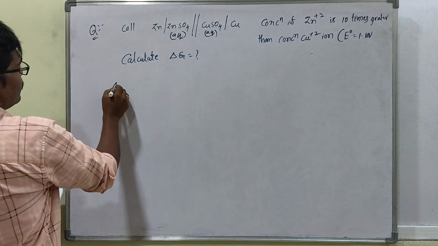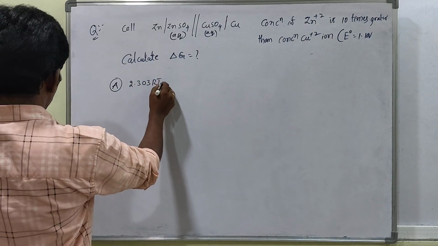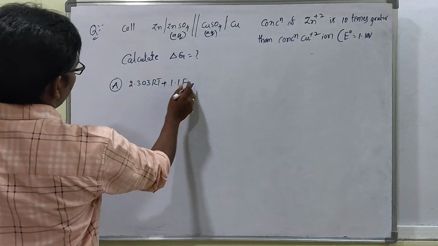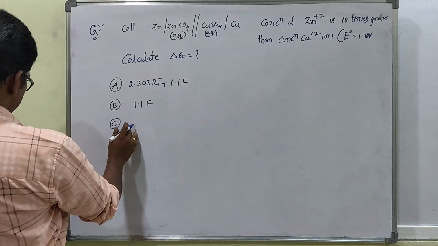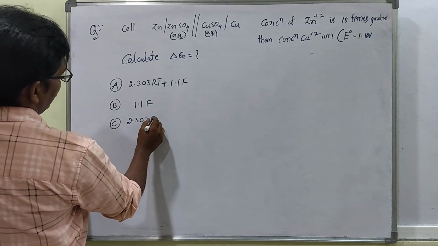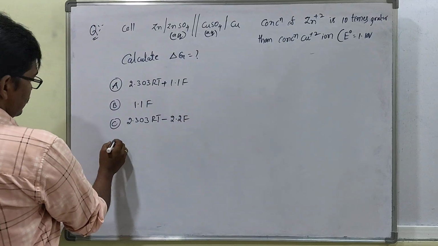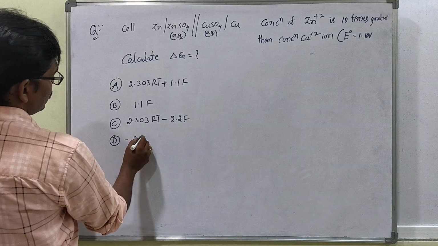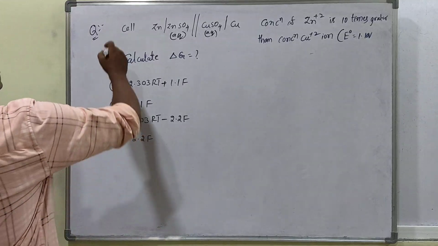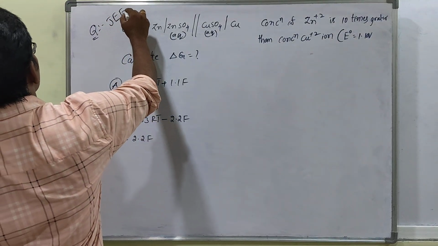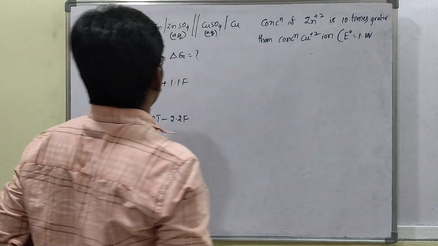Here the options are also mentioned. A: 2.303 RT plus 1.1 F. B: 1.1 F. C: 2.303 RT minus 2.2 F. D: minus 2.2 F. These are the options. It is a previous JEE Mains question. Okay, clear? Right. So now what do we have to do?